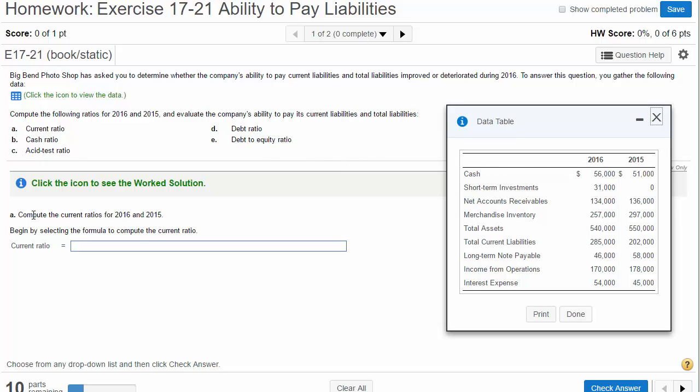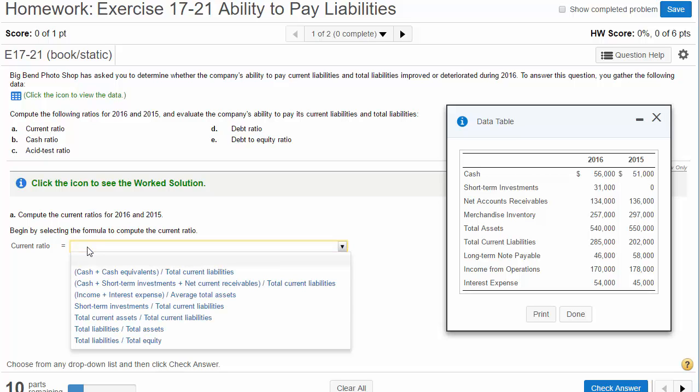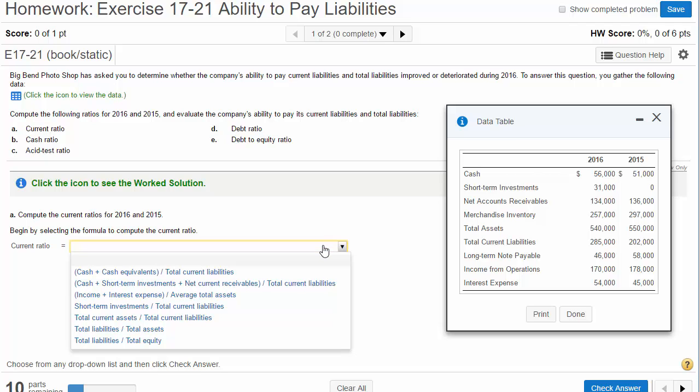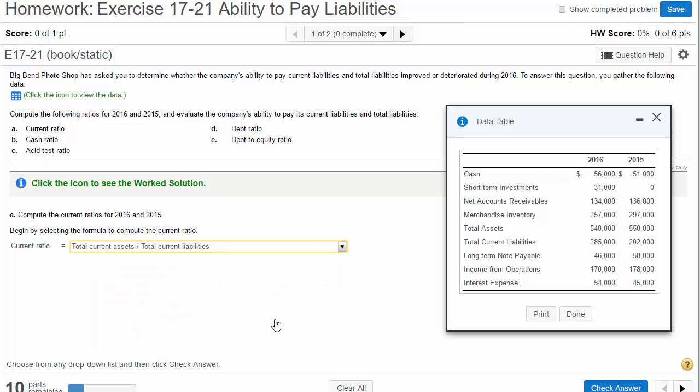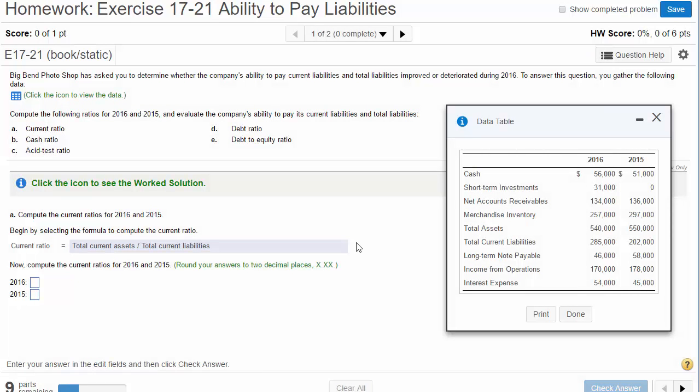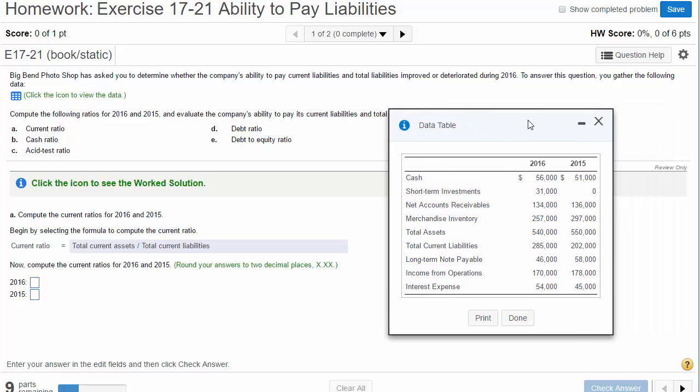So the first one is we're going to compute the current ratios for 2016 and 2015. Before we can actually do the formulas, we need to know what the formulas are. So what is the formula for current ratio? It's total current assets divided by total current liabilities. So we need to calculate it for 2016 and then 2015.